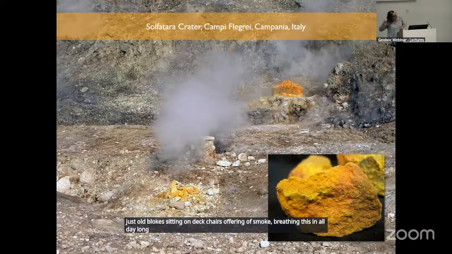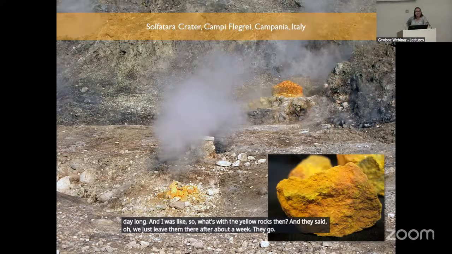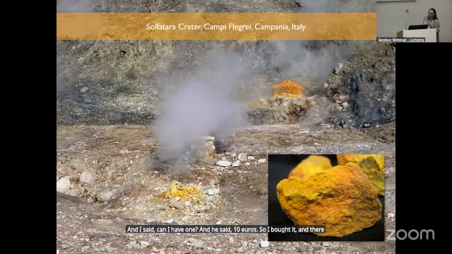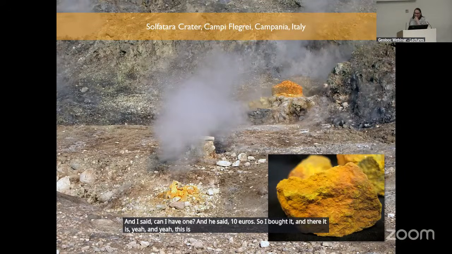And I was like, so what's with the yellow rocks then? And they said, oh, we just leave them there. After about a week, they go bright yellow, and we give them to kids. And I said, can I have one? And he said, €10. So I bought it, and there it is. And yeah, this is basically arsenic and realgar ready to go.